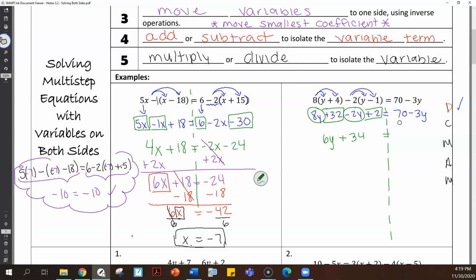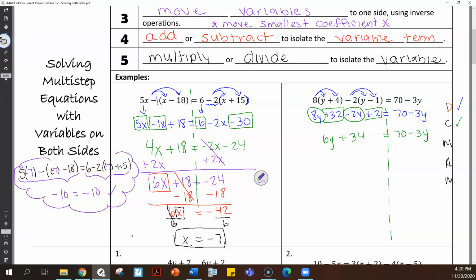On my other side, I have a 70 and a negative 3y. Neither of those is the same, they don't match anything, so they can just come down. Remember, I cannot combine across the equal sign, so even though I have a constant and a constant and a constant, I can't put the 70 over here with my 32 and my 2. So I've combined like terms.